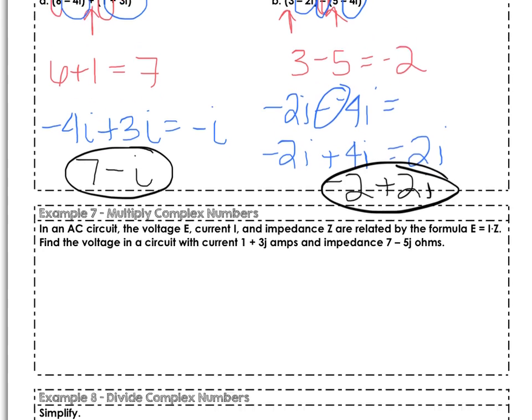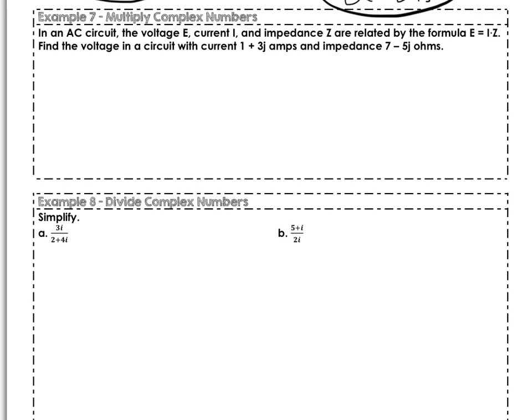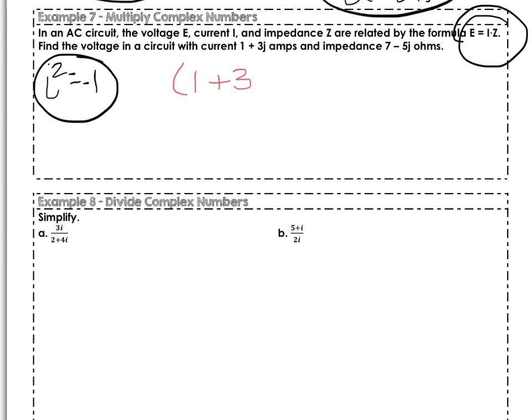All right, let's get into some multiplication. Now the thing we need to remember with multiplication is the fact that i squared is equal to negative 1. It's our big idea here. And in this real world problem, I'm given a value for I and a value for z, and I'm given this formula where I must multiply these two things together. So I'm going to take 1 plus 3.